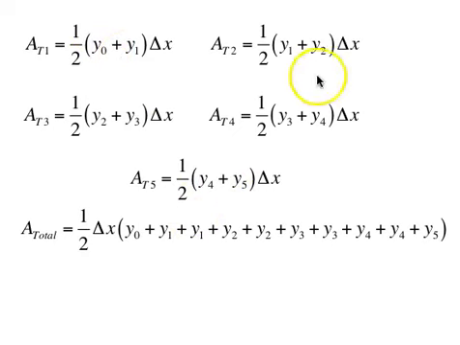y1 plus y2, a half change in x. y2 plus y3, y3 plus y4, y4 plus y5. So adding all these up, adding up the five trapezoids, that's my total area. One half change in x, again, that's factored out, and then adding up all these things in the parentheses. But you will notice why y1 is there twice, why y2 is there twice, why y3 is there twice, why y4 is there twice, but why y naught is there only once, and why y5 is there only once.